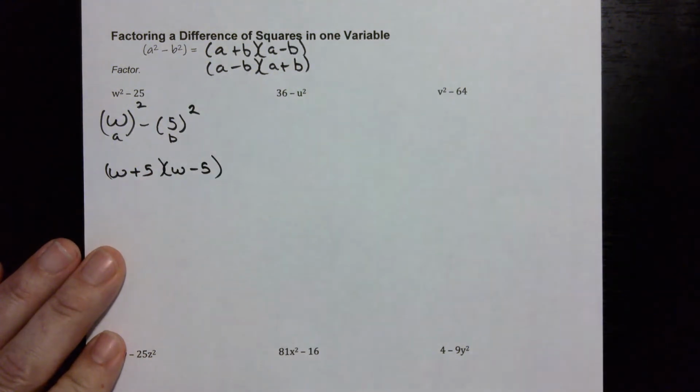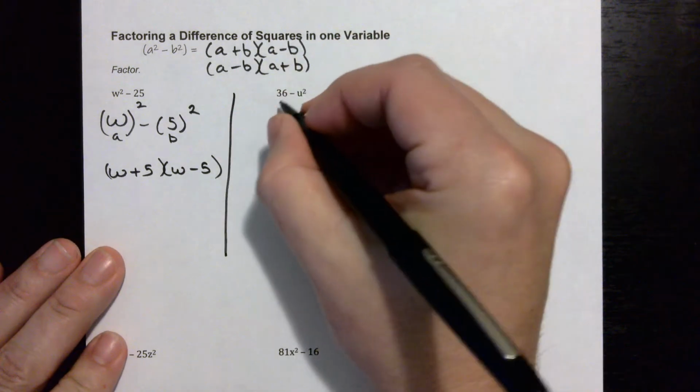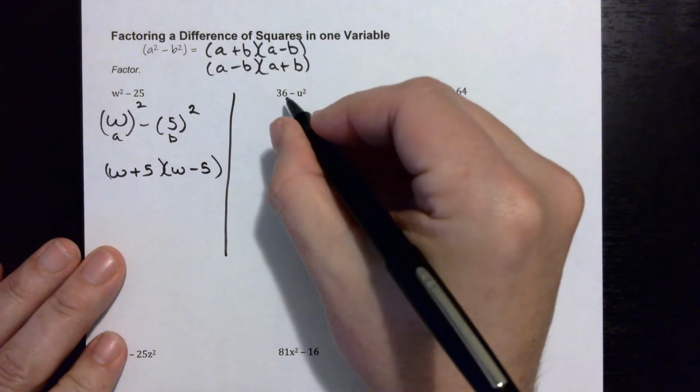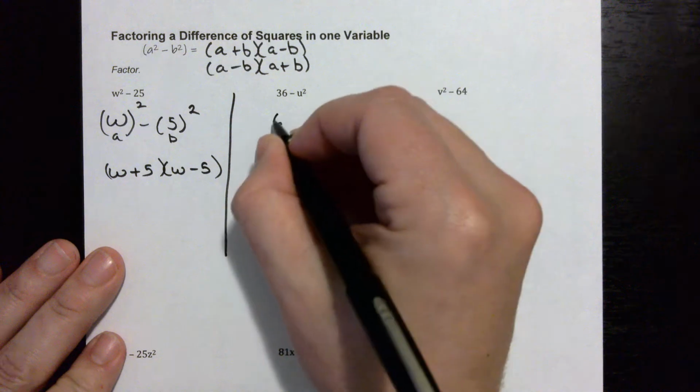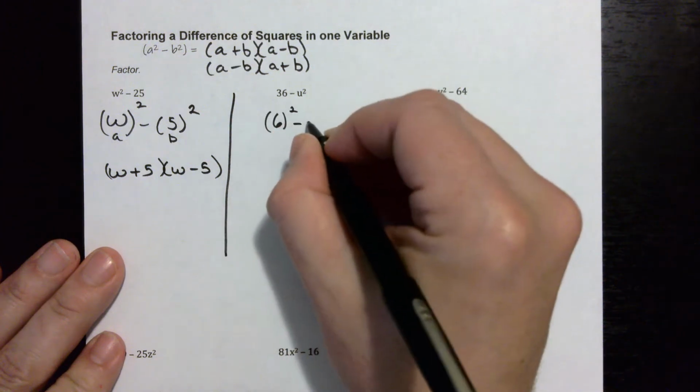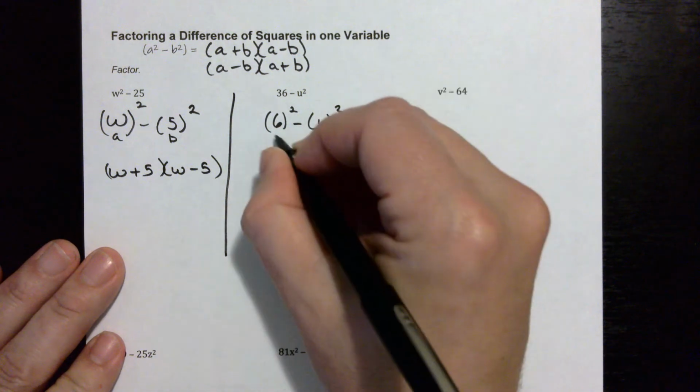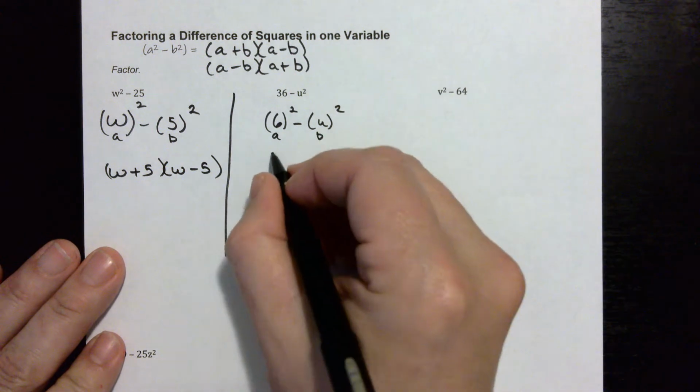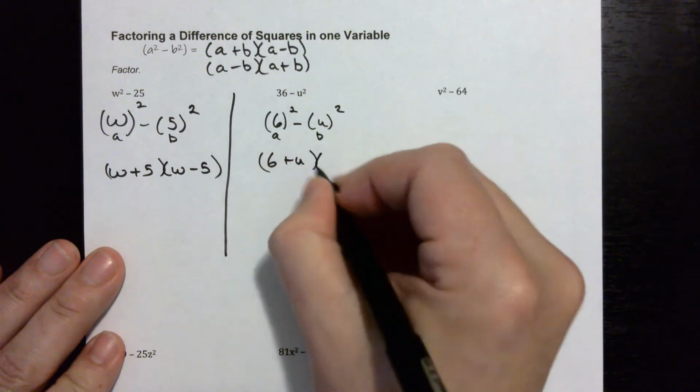Okay, next one. Let's rewrite the 36. What number squared gives us 36? That would be 6. 6 squared minus u squared. Here's our a, here's our b. So 6 plus u, 6 minus u.